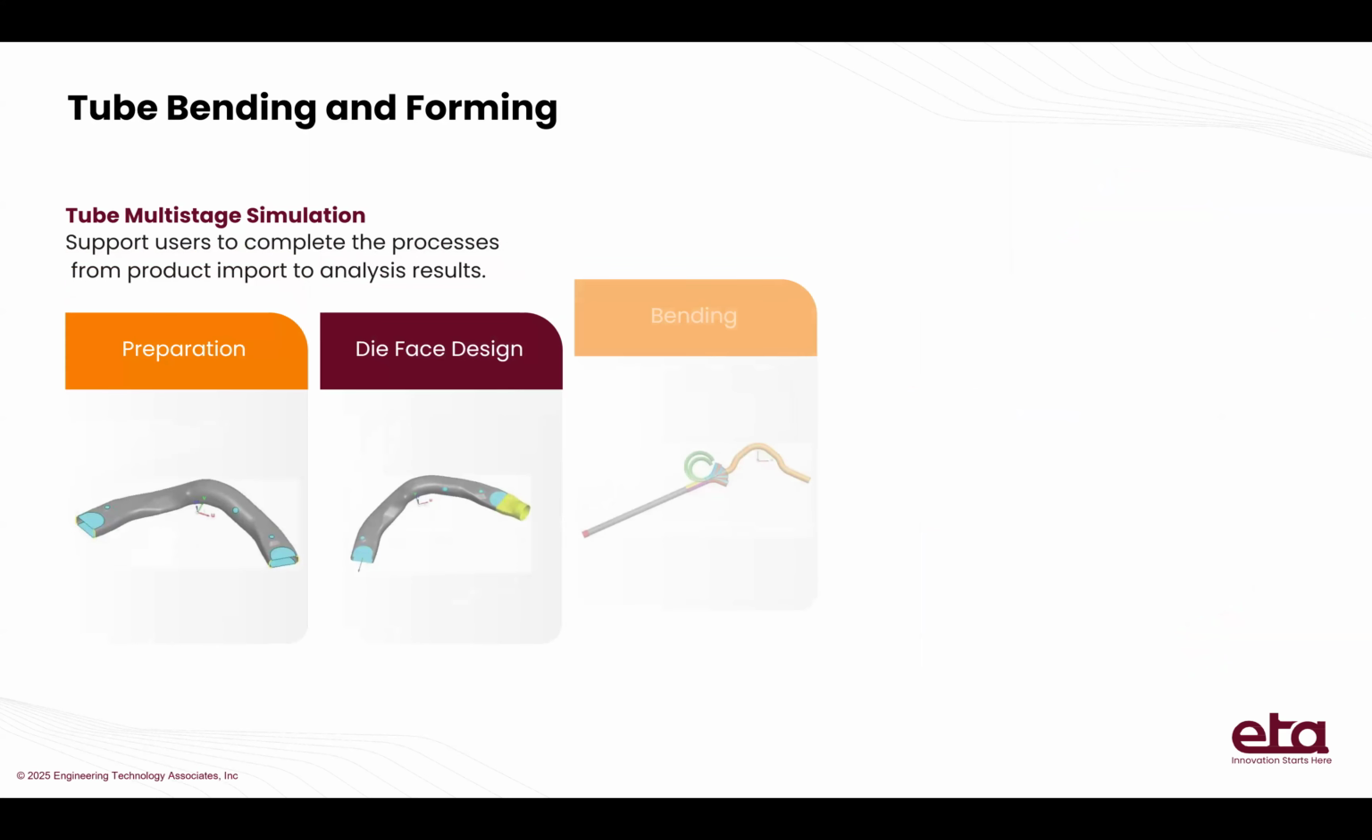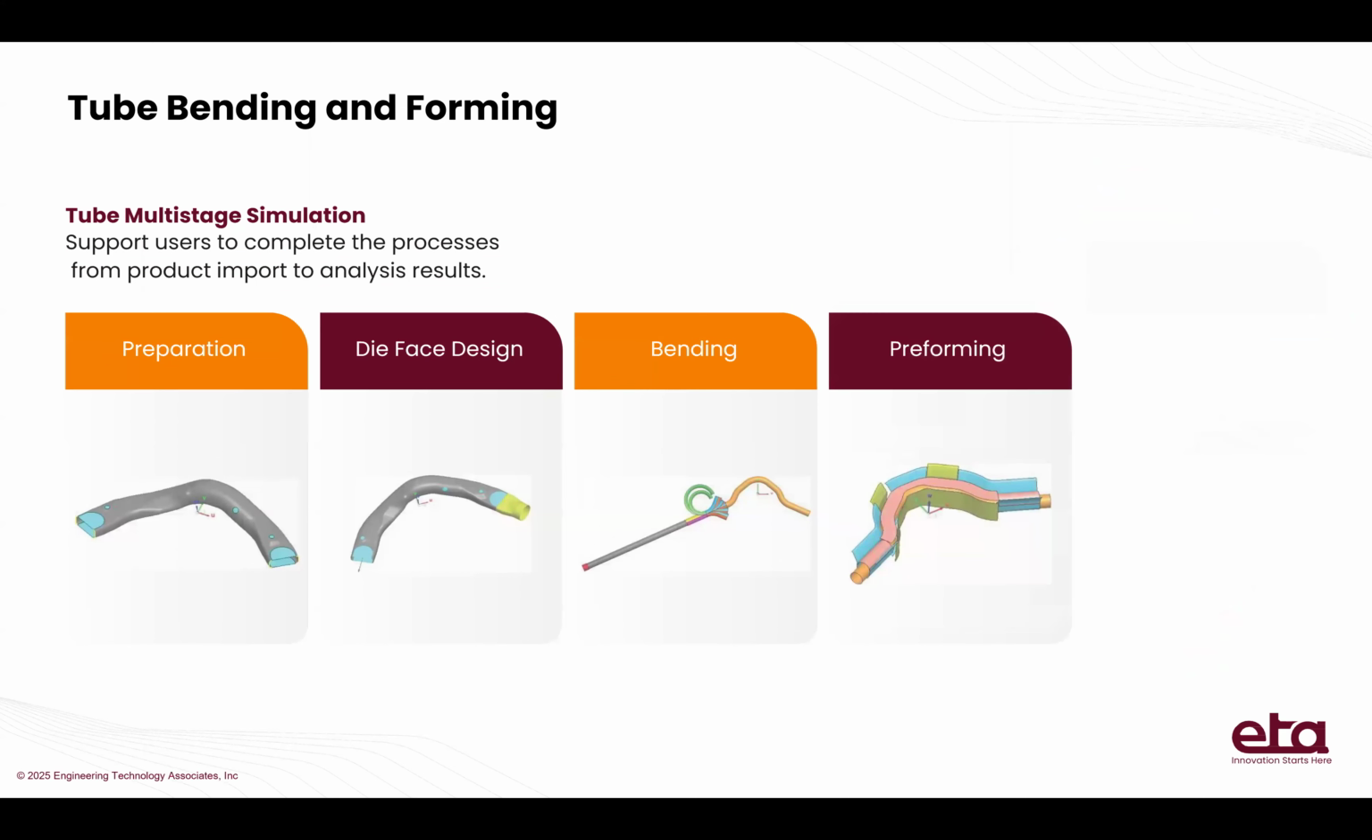In tube bending and forming, Dynaform supports multi-stage. Defining steps are like a preparation. You can quickly fill the holes, fill the notch to prepare your part, and then do the die face design to generate the tools, and also generate all the bending tools, even directly from only a center line. You can give a center line, define the diameter, and then quickly generate all the tools with also the bending table. And preforming can be done after the tube is bent.